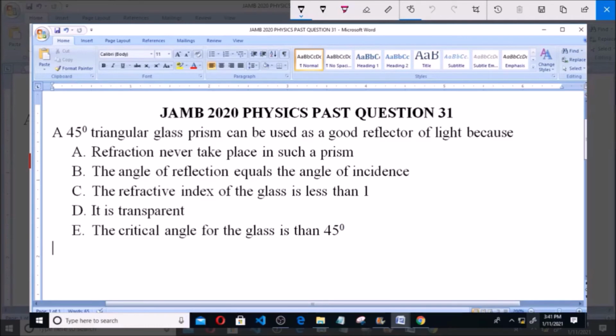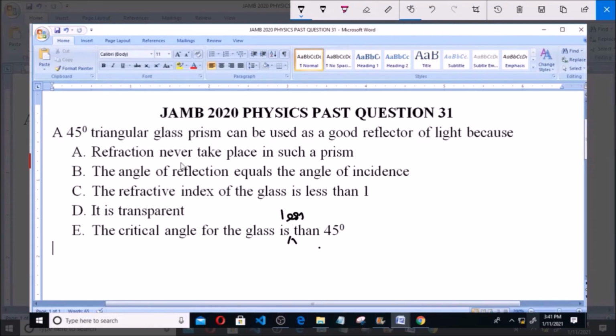A 45-degree triangular glass prism can be used as a good reflector of light because: A. Refraction never takes place in such a prism. B. The angle of reflection equals the angle of incidence. C. The refractive index of the glass is less than 1. D. It is transparent. And E. The critical angle for the glass is less than 45 degree.